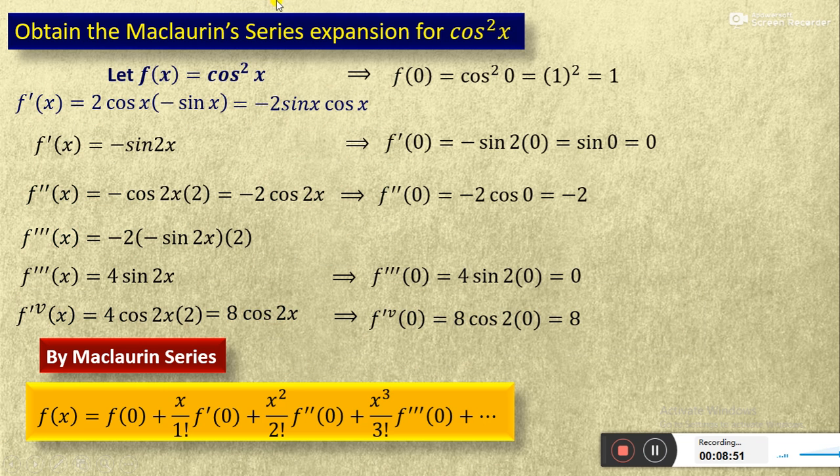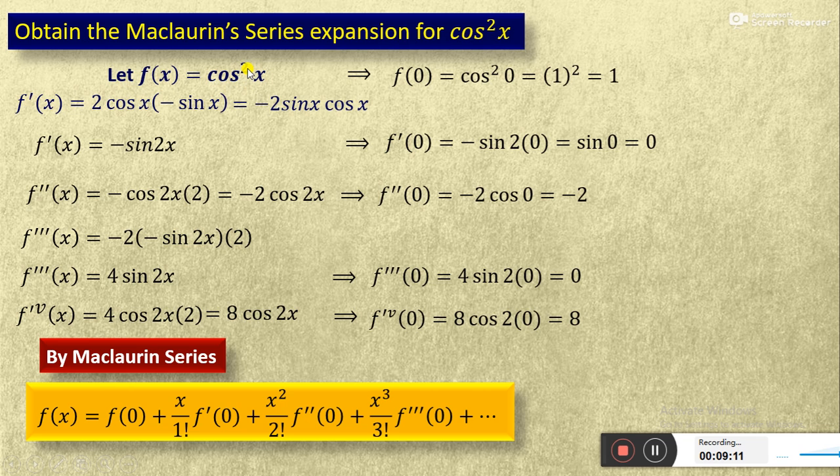So next, obtain the Maclaurin series expansion for cos square x. Now we will find out the Maclaurin series for cos square x. So I take f of x equal to cos square x. Now I take the first differentiation, f dash of x equal to the differentiation of cos square x.